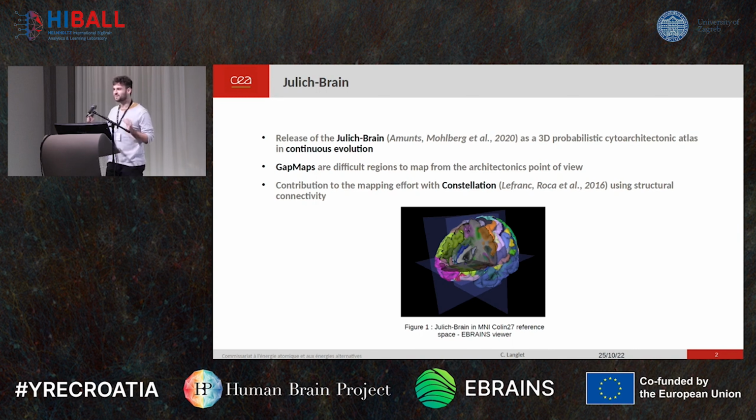There are people in this room who know more than me about the Julich-Brain, but I will give you some context. The Julich-Brain was released as a 3D probabilistic cytoarchitectonic atlas and is in continuous evolution. Amongst the regions of the Julich-Brain, there are some that are a bit special, called GapMaps, that are difficult to parcellate from the architectonics point of view. These regions were labeled as such to provide a whole brain parcellation, but the work is still in progress.